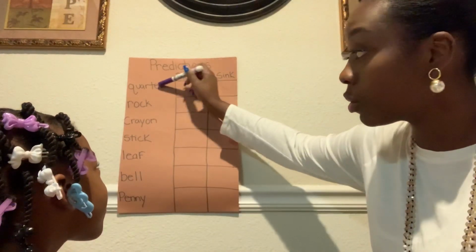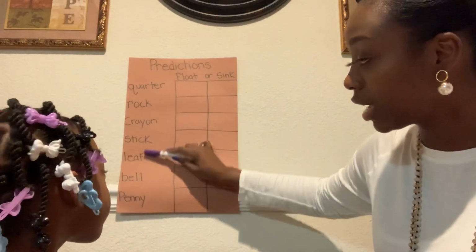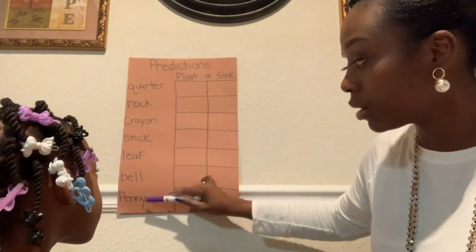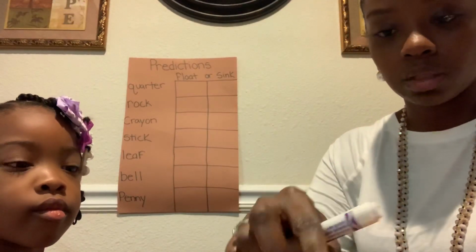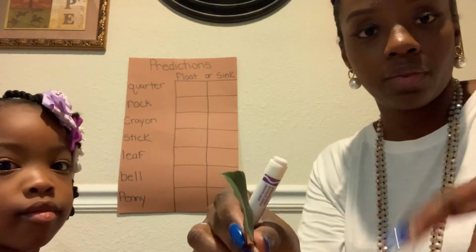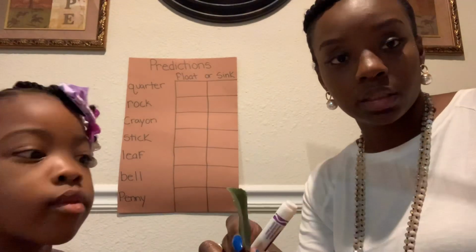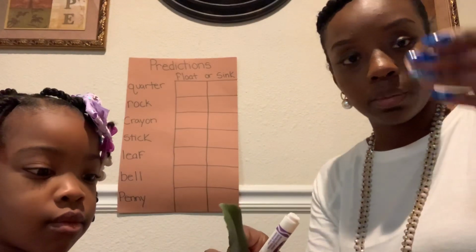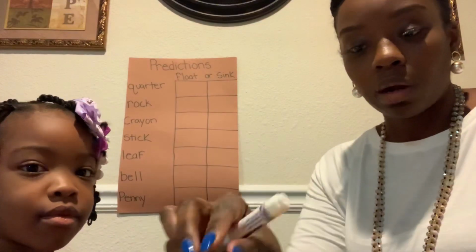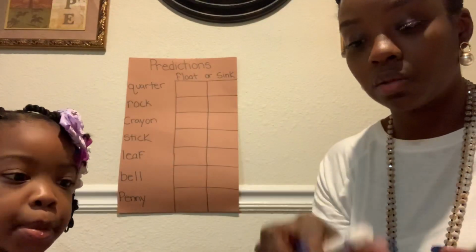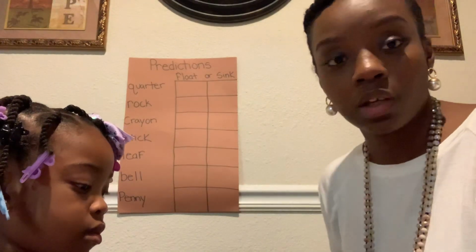We have a quarter, a rock, a crayon, a stick, a leaf, a bell, and a penny. Now, all of these are our items that we're going to use. Like I said, a leaf, rock, quarter, stick, penny, crayon, and bell. What I'm going to have my student do is identify each item and tell me if she thinks it's going to sink or float.